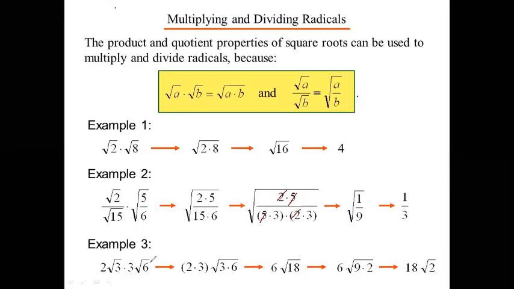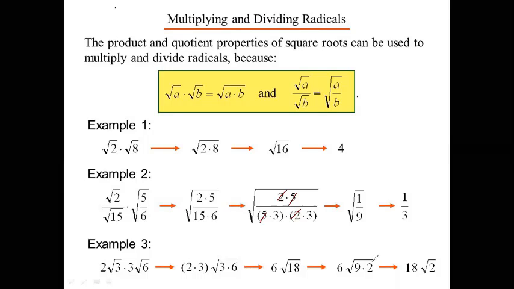Example 3: 2 root 3 times 3 root 6. Now, teacher, you can multiply integer by integer, so 2 times 3 will be 6. Now, root 3 times root 6 will be root 18. Can you simplify root 18? Of course, yes.